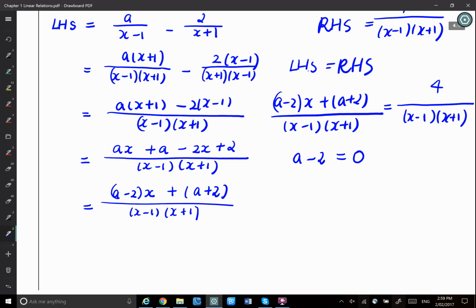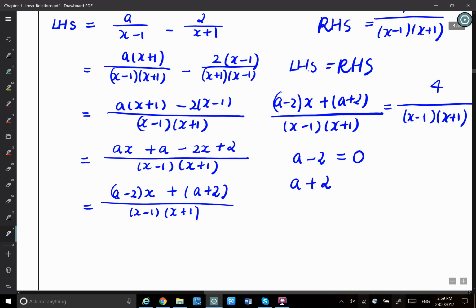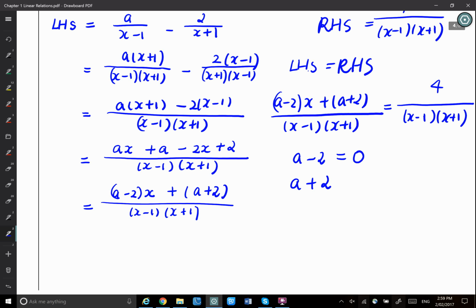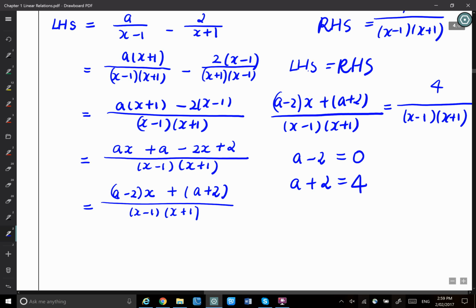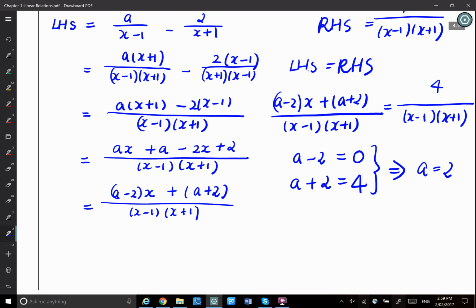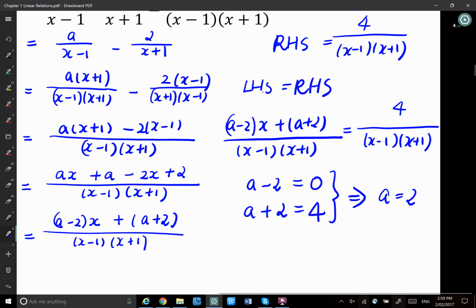And look at the constant term. A plus 2 is the constant term. What is the constant? The constant is 4. I already told you on the right hand side, the constant is 4. I want that to be 4. So a minus 2 equals to 0 gives you a equals to 2. A plus 2 equals to 4 gives you a equals to 2. So both equations give you a equals to 2.